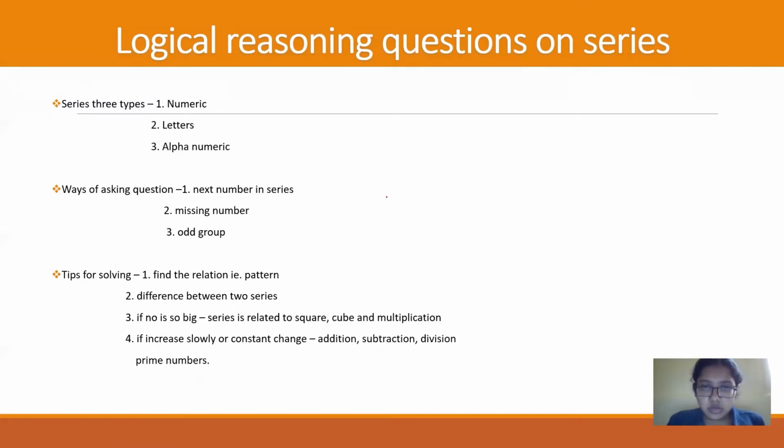So if we have the numbers 2, 4, 6, then what's the difference? We just have to add plus 2 and we will get the next number. In that way, see what's the difference. Then third tip, if the number is so big, then just remember that it's a question in regard to squares. It can be a cube question or a multiplication. And fourth, if the increase is slow or constant, then it is a type of addition, subtraction, division, or prime number type of question.